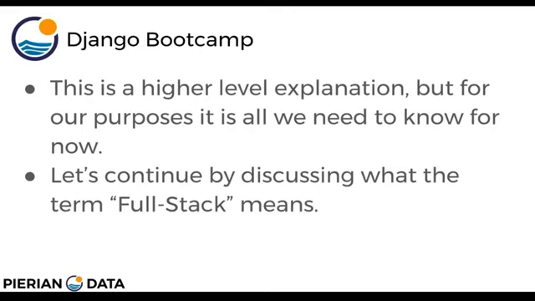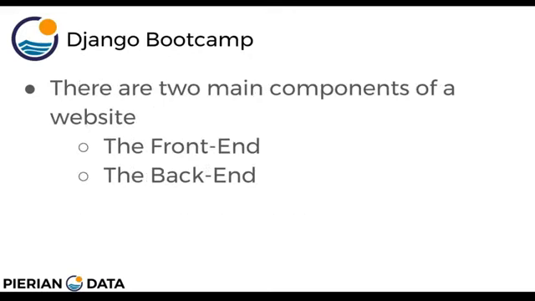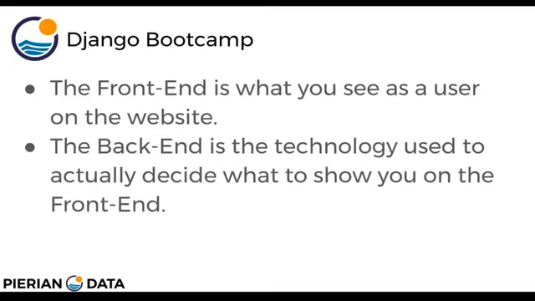Let's continue on by discussing what we mean by the term full stack. There are two main components of a website. There's the front end of a website and the back end of a website. The front end of a website is what you see as a user on the website. And then the back end is the technology used to actually decide what to show you on the front end. For instance, let's say you're looking at facebook.com. So what you see, the colors, the actual content there, that's all the front end stuff. The back end is what decides if you're a user coming in, what pictures or content or comments to retrieve from the database and then show it to you on the front end.